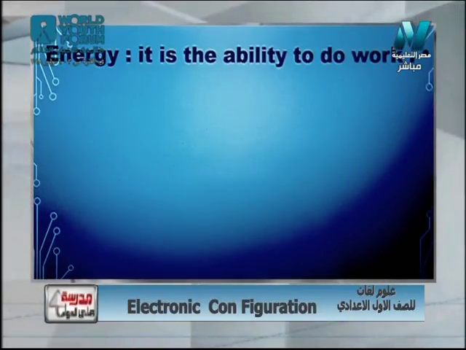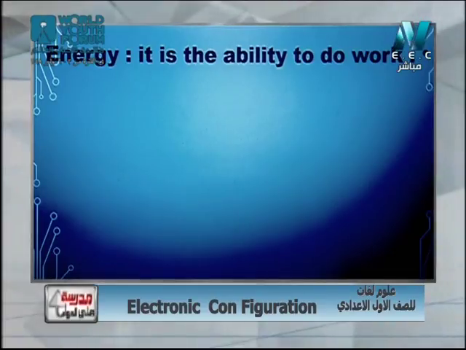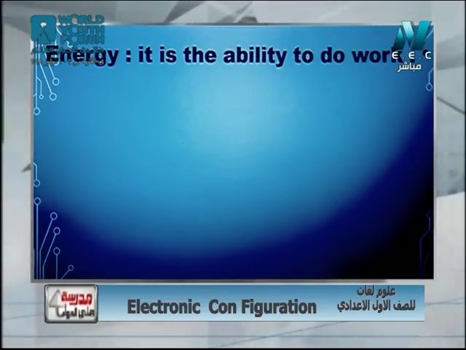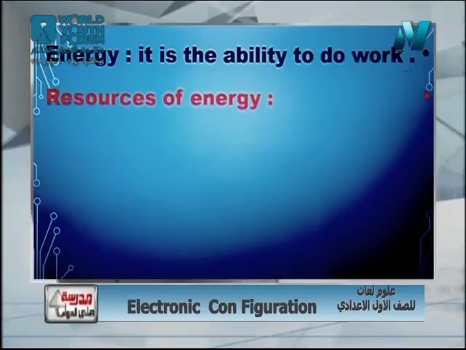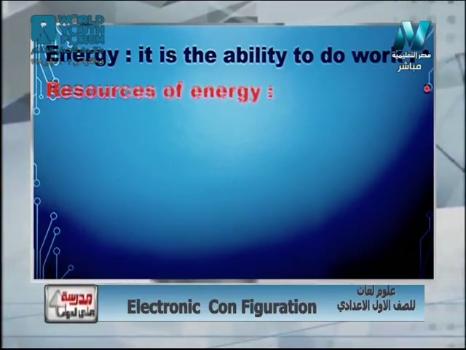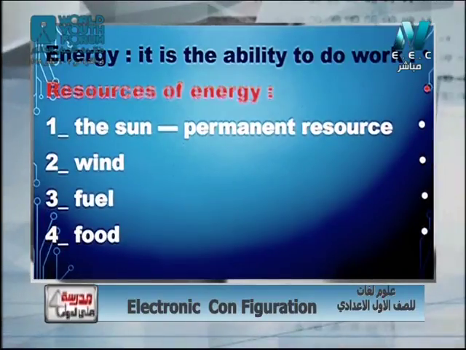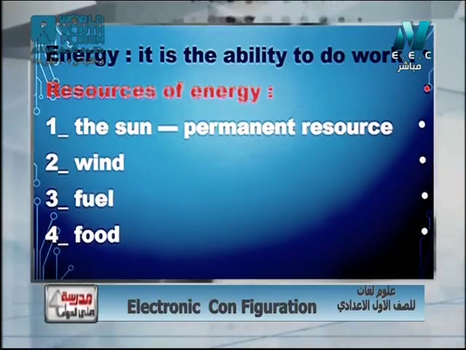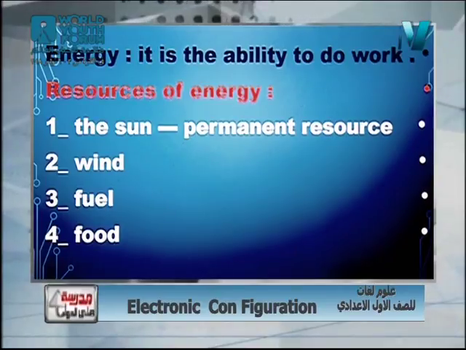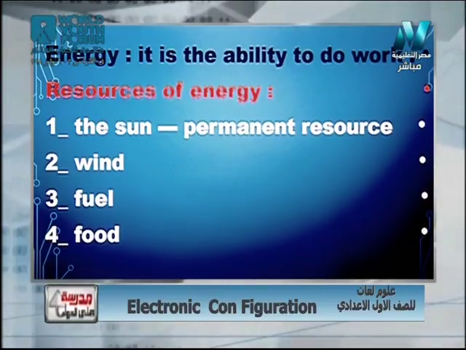Okay. What's meant by energy? Energy, as I said before, is the ability to do work. But what are the sources of energy? First one is the sun. And the sun is permanent. Permanent resource means the source that doesn't vanish, that lives forever, doesn't finish, but continues forever. Number 2, wind. Number 3, fuel.